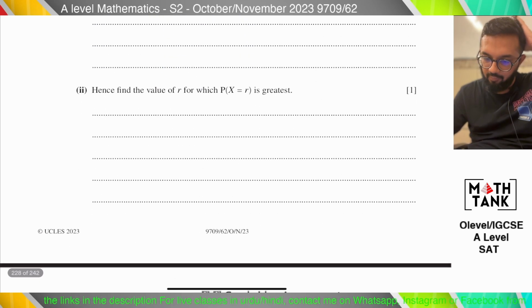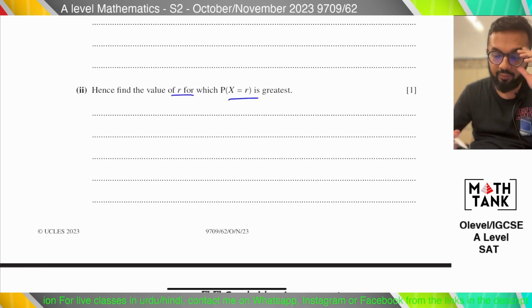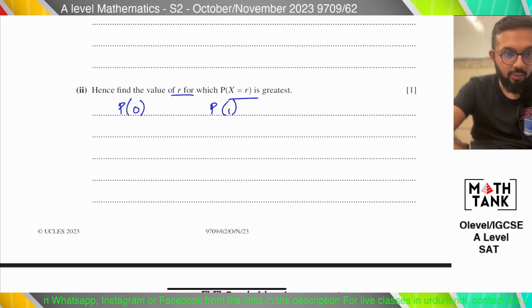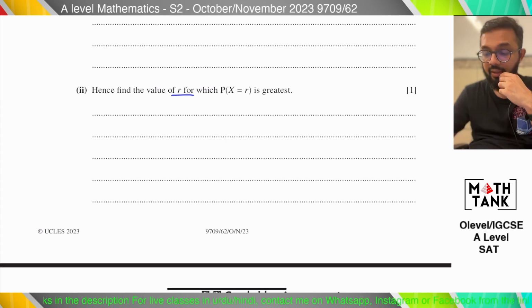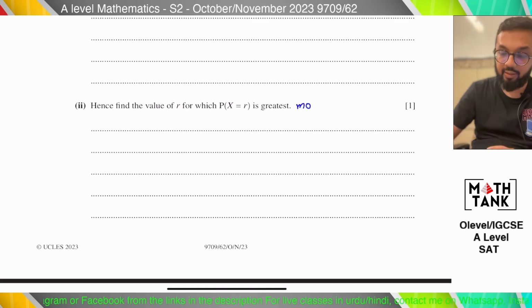Hence find the value of r for which probability of r is the greatest. So I'll have to find out whether 0 or 1 is the greatest, or no, I just want to find out where the probability is the greatest. This question is then not about anything else. It's just about figuring out the mode. The greatest probability will come from, I don't know, this is working slower than usual.